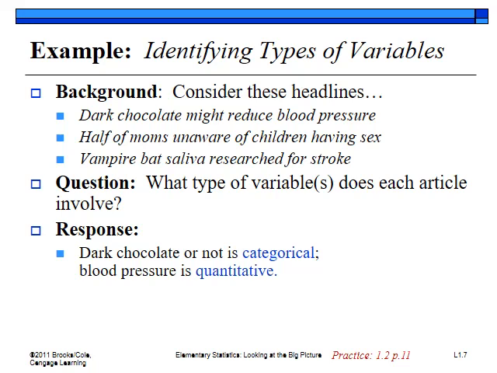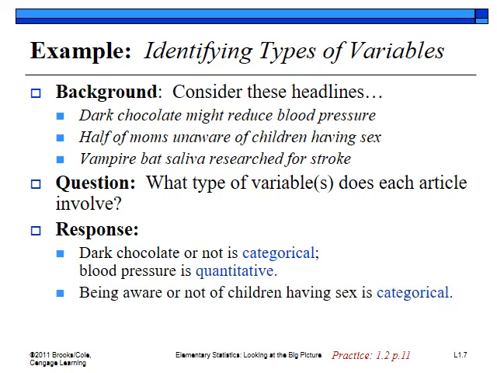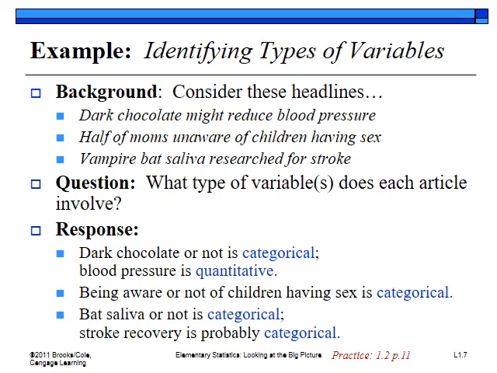Whether a mother is aware of her children having sex is categorical. One category is aware, the other category is not aware. Vampire bat saliva or not is categorical. Stroke recovery is probably also categorical, unless there's some sort of numerical measure that they are looking at for whether a person recovered from stroke.